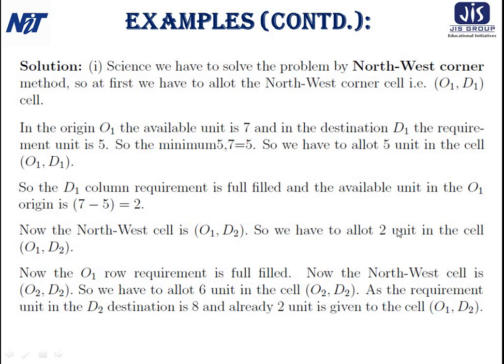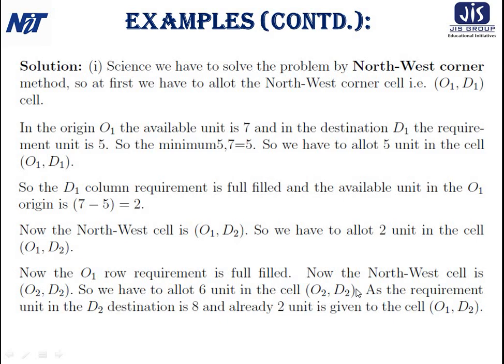So we can supply 2 units in the cell O1 D2, and then the requirement of the O1 origin is fulfilled. So O1 origin will be discarded. Which one is the next northwest corner cell? The next northwest corner cell will be O2 D2. And what is the corresponding available unit in the origin O2? That is 6 units.